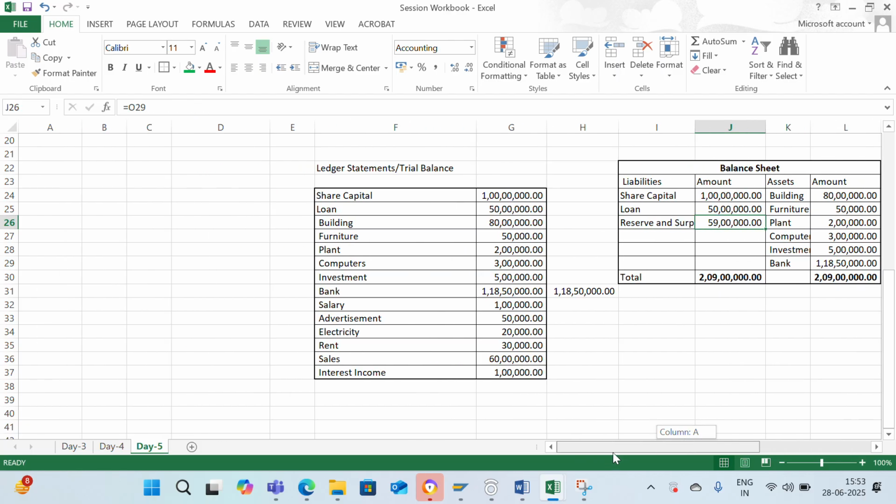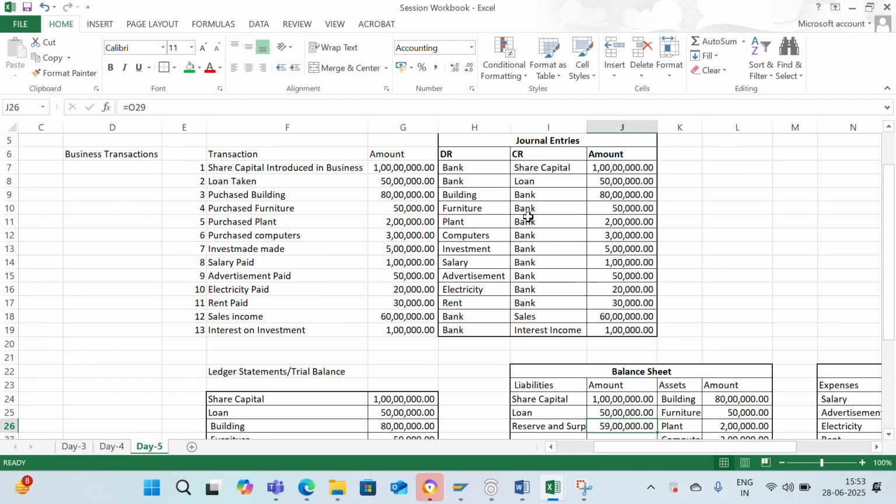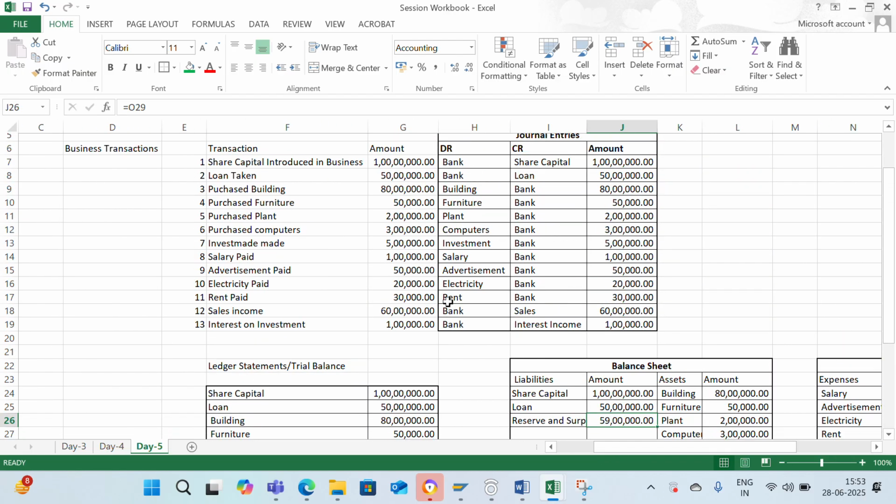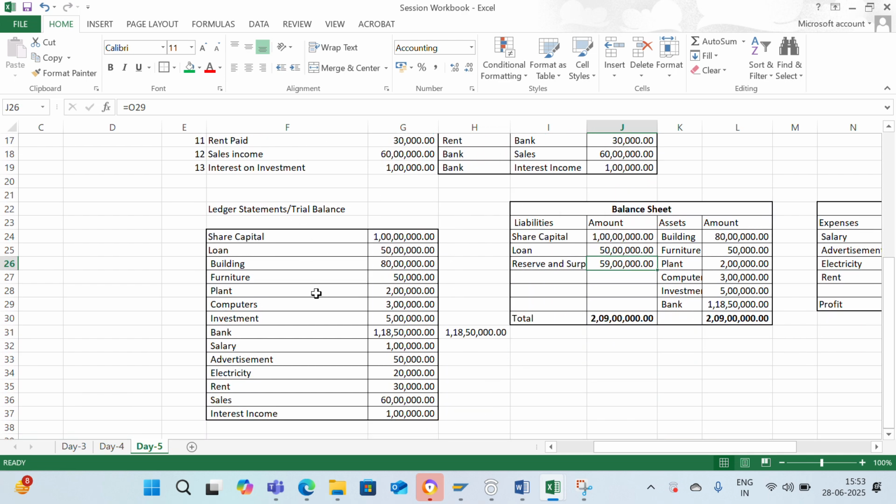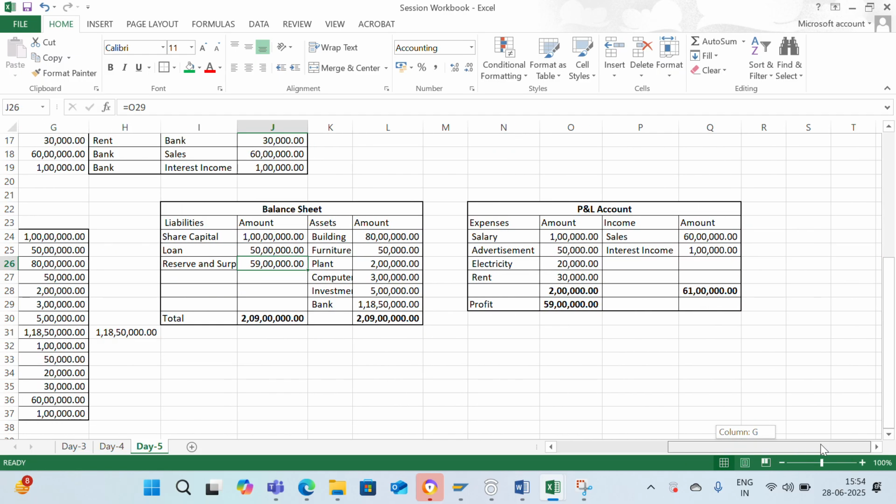So this is how we prepare the journal entries from the business transactions, and then we get the trial balance. We prepare the P&L account, and the balance of the P&L account is transferred to the balance sheet account, liabilities and assets are recorded, and ultimately my balance sheet is tallied. We can say that our final accounts, the balance sheet and P&L, match only when the balance sheet tallies.